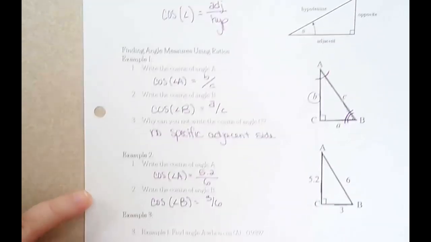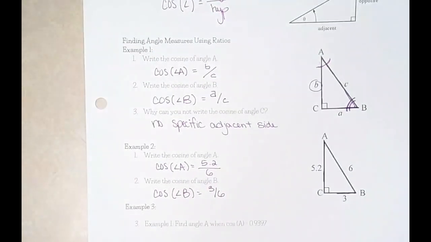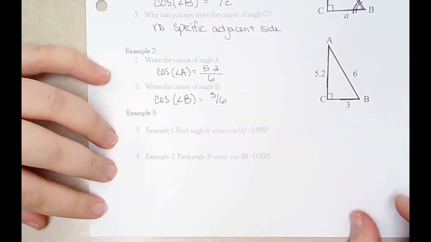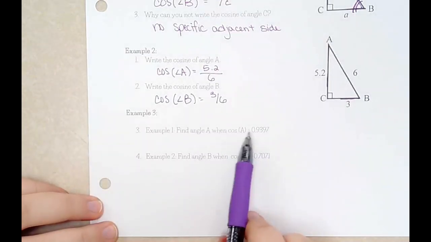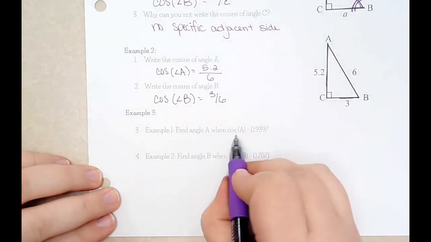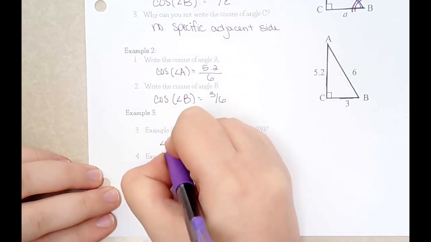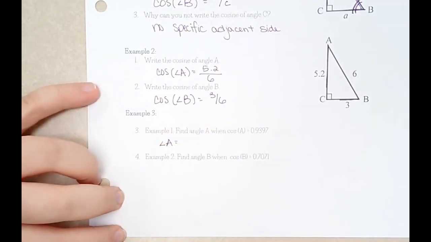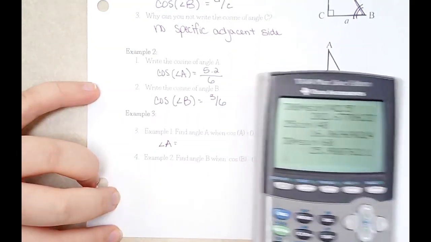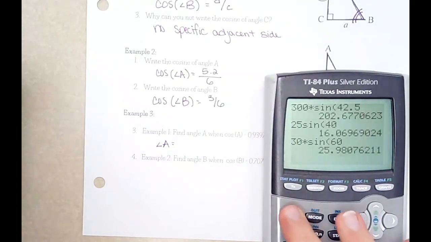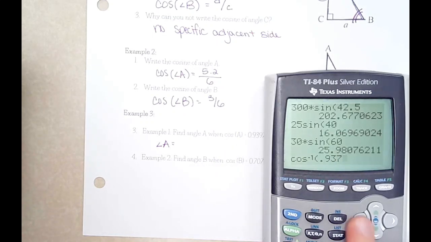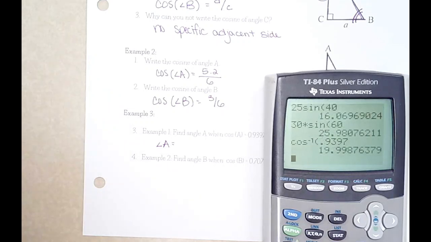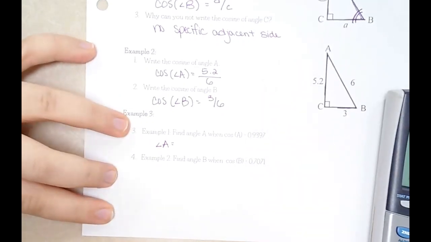In the same way that we could find the angle when we knew the ratio, we can also do that here. So if I want to find angle A, I want to know what that's equal to, I can still just find the inverse cosine. And all I do is I hit second cos, the same way I did with second sine, and then I'm going to plug in the number that it gives me. When I do that, it will give me a new value.